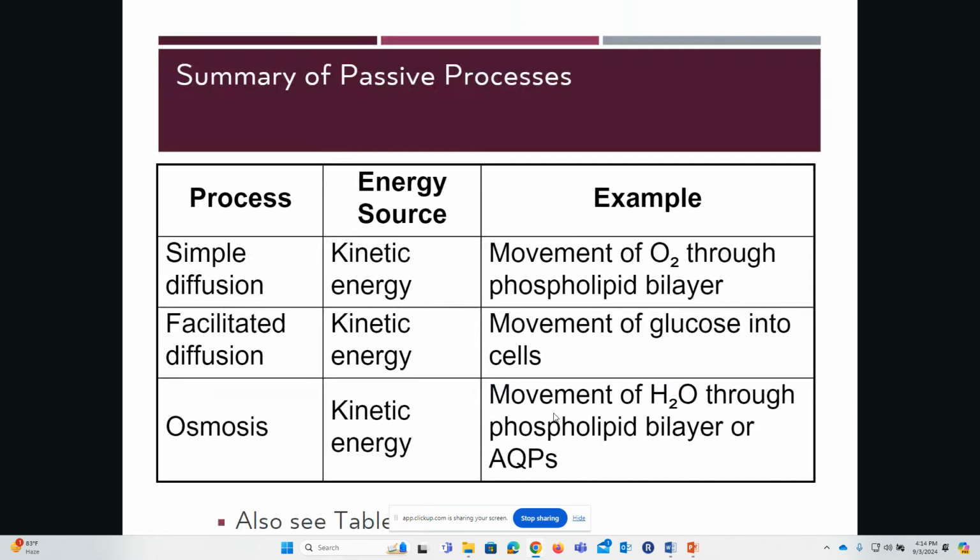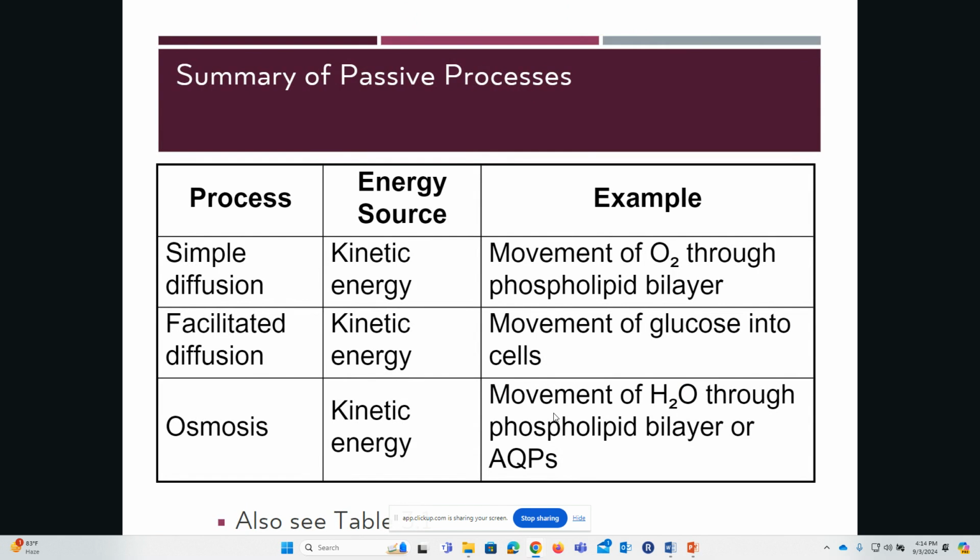So here we're looking at a summary of all these processes that we've paid attention to thus far. Things like simple and facilitated diffusion and osmosis. They all use the energy of atoms, or kinetic energy, but none of them use ATP. None of them use cellular currency. So it's just the movement of molecules, and molecules are always moving.